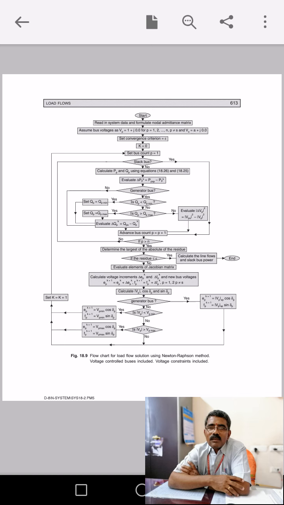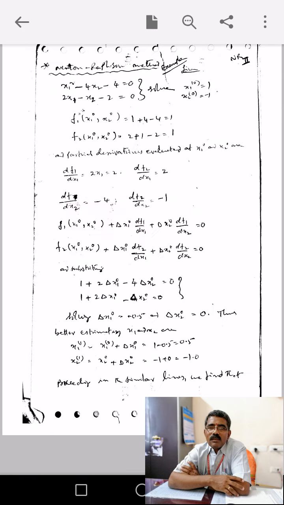Please also observe the flow chart that is given for the Newton-Raphson method. Then for the sake of understanding, a small problem which is not connected to our power system problem, but a general problem, is taken so that you can understand the procedure and the complexity involved in this. And also it gives you a better concept of what the Newton-Raphson method is and how it is to be utilized to update the values.